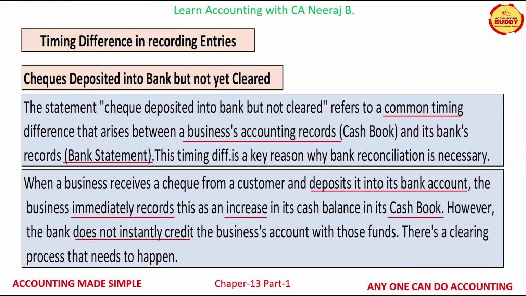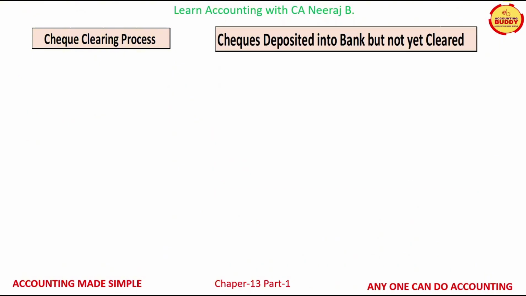However, the bank does not instantly credit the business account with those funds. There is a clearing process that needs to happen. Therefore, in this case, the balance as per cash book is increased immediately, whereas the balance as per bank statement takes a couple of days to increase. In this slide, we will learn the process of check clearing.